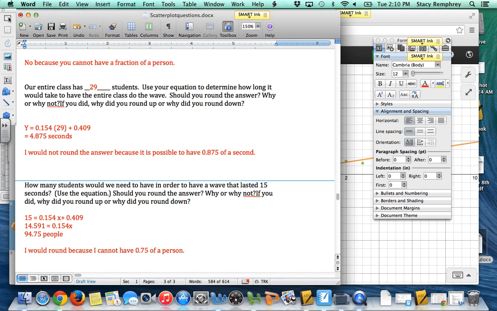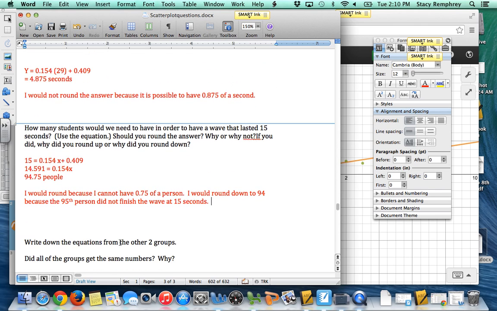Now, a lot of you are going to say round up because you're using your rounding rules. But if you look at this, at the time of 15 seconds, did that 95th person actually get up? No. So I would round down to 94 because the 95th person did not finish the wave at 15 seconds. So be careful. I think a lot of you are going to have to change your answer for that one.